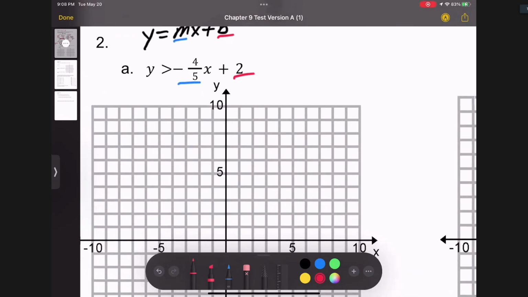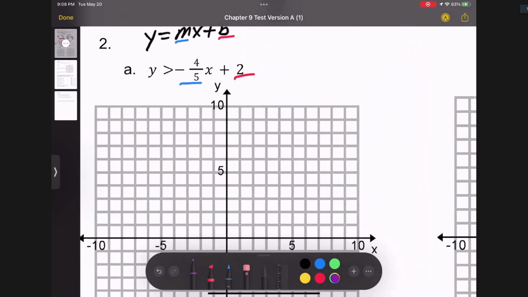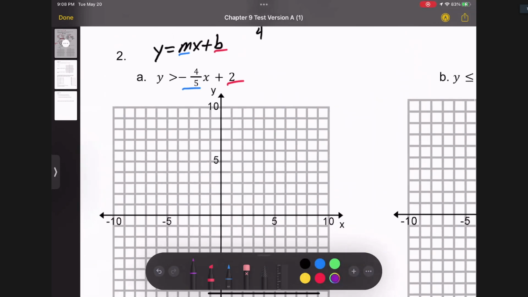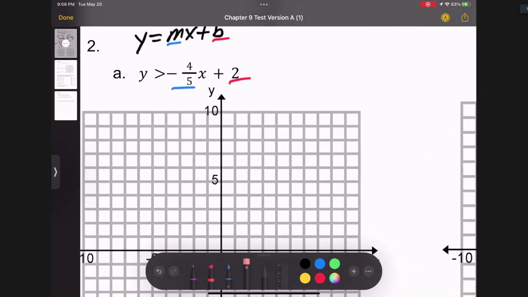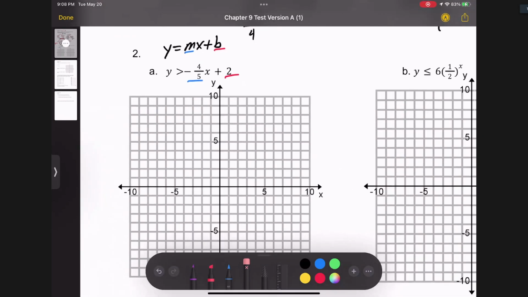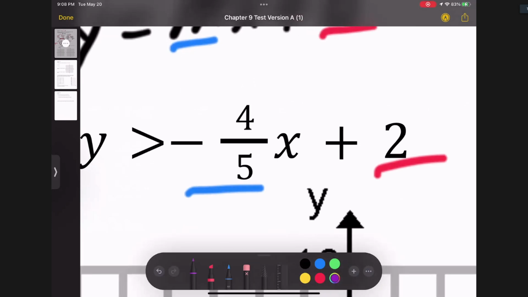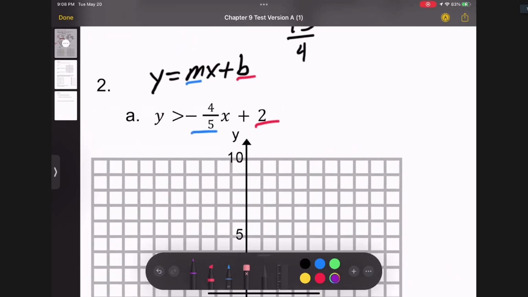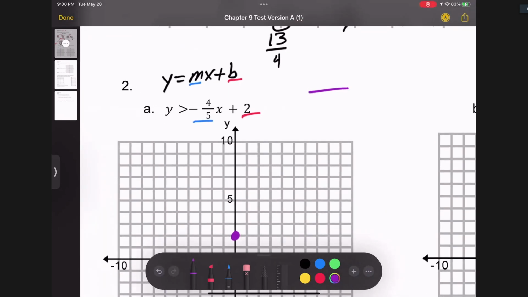Now, let's see. I want to graph it using purple. I think that's what I'm doing. I'm going to use blue for the slope and then B for the actual y-intercept, the starting value. So we're going to start at 2. That is your B value. This is right here. This is where your 2 is. Now I need to go by my slope. My slope is -4/5.